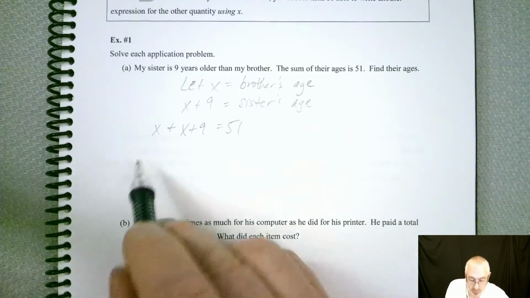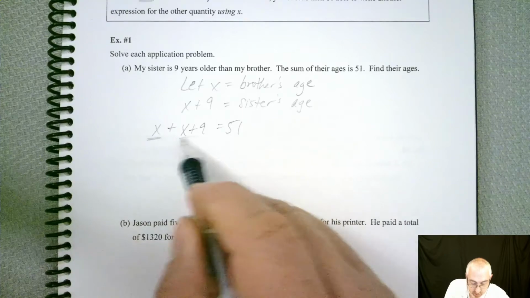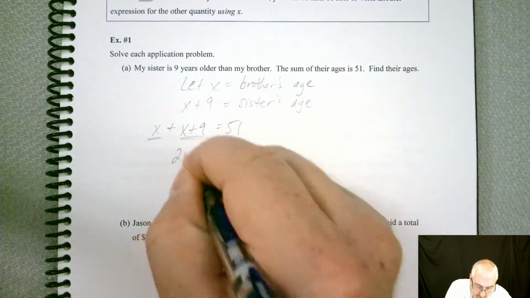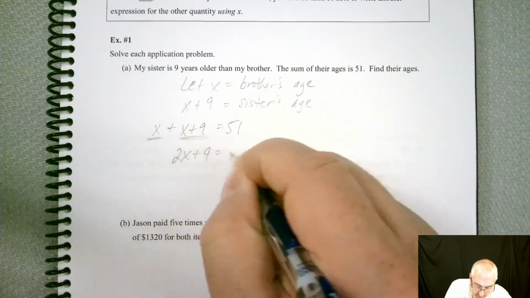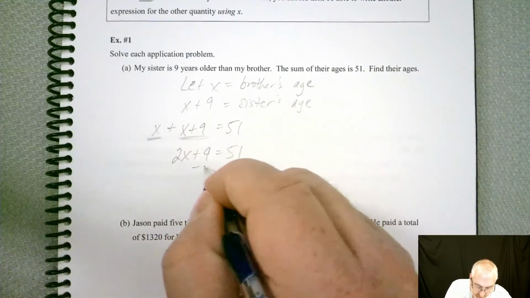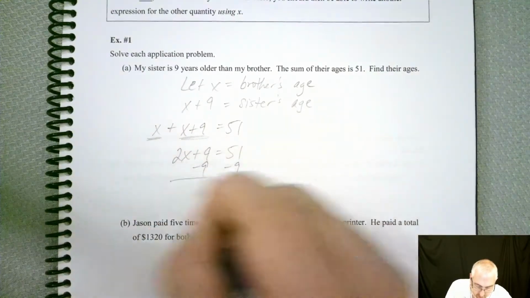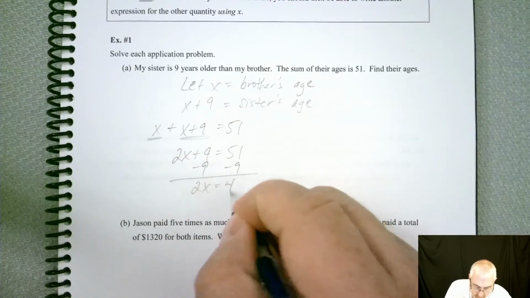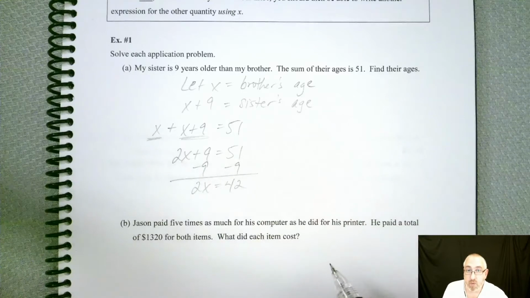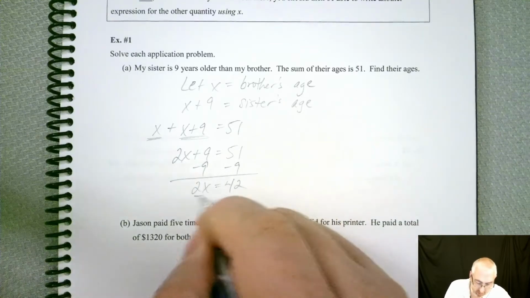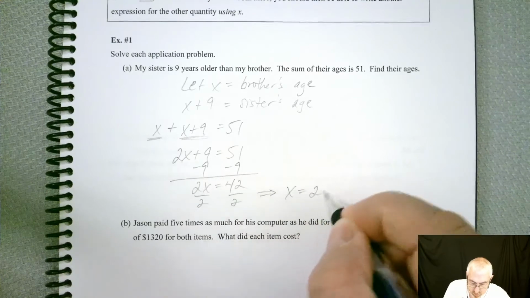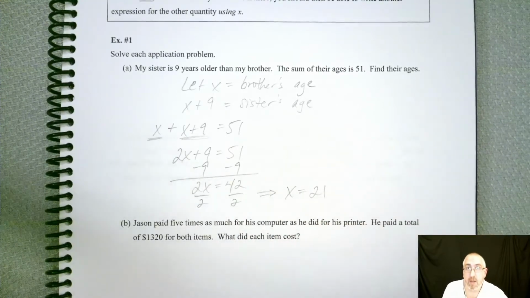Now we have both of their ages. So there's the brother, there's the sister. So now we can combine. The x's will combine nicely, and then we can subtract the 9. So we get 2x equals 42, and then divide to get x equals 21.